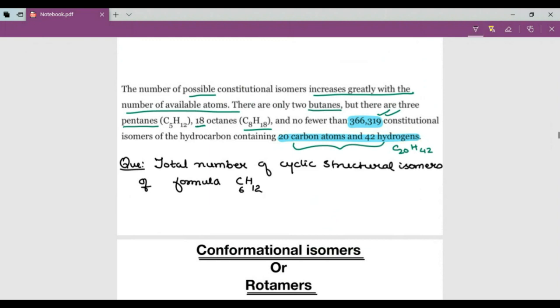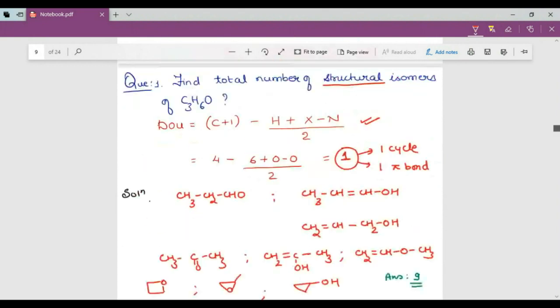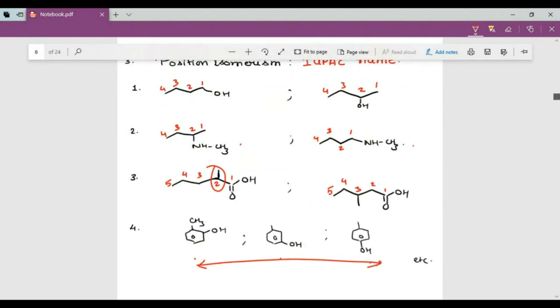C6H12. Always in isomer questions, pay attention to the language. It is clearly indicated you have to work only on the cyclic structures and structural isomers. You don't have to go for the stereo, you don't have to go for the open chain. It is a trial question for you. Let me write the answer here in the corner. It is 12. When you solve it, you'll get 12. Okay, so you solve and then tell. So that concludes our structural isomerism totally.